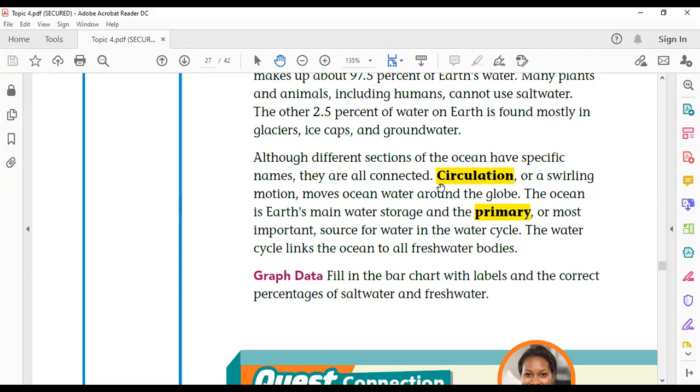All oceans, Indian, Pacific, Atlantic, Antarctic, are all connected. The movement of water in oceans: the water is always circulating. This is called circulation, a swirling motion that moves ocean water around the globe, in a pattern like this.